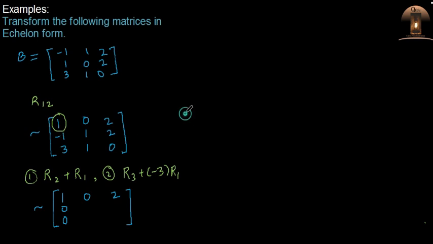Minus 1, applying this operation, minus 1 plus the element from row 1, that is 1. This will be equal to 0. So we have 0, and then the second element of row 2, that is 1 plus 0, will be equal to 1. So we have 1 here, and then we have 2 plus 2, this will be equal to 4. So we have 4 here.